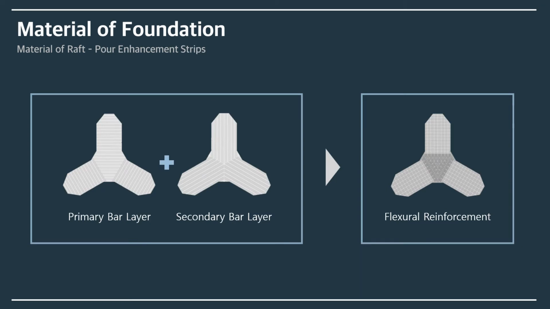Next, the pour enhancement strips. Before pouring SCC, there is a special steel frame structure known as pour enhancement strips. The pour enhancement strip consists of two layers, a primary bar layer and a secondary bar layer. The construction of the raft foundation was completed by pouring SCC into the steel frame structure.